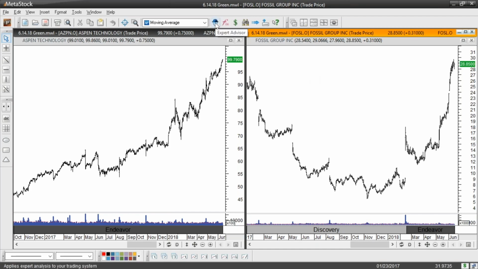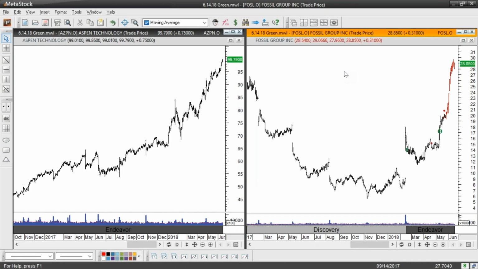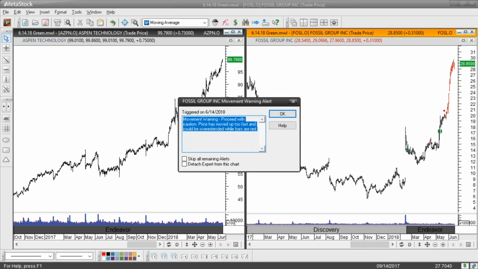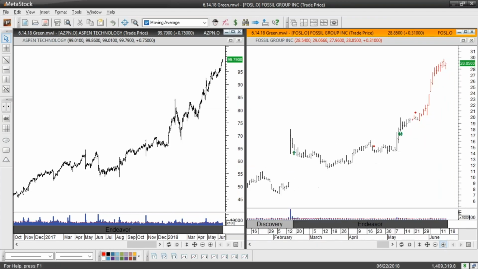Next, you want to come up to your expert advisor. You want to select Endeavor because that's the category the price is in. Hit attach and close. We have a movement warning, which tells us to proceed with caution. Price has moved up too fast and could be overextended while the bars are red. Red bars. Sound a little familiar? I'm going to say okay. I'm going to zoom in a little bit more on this.